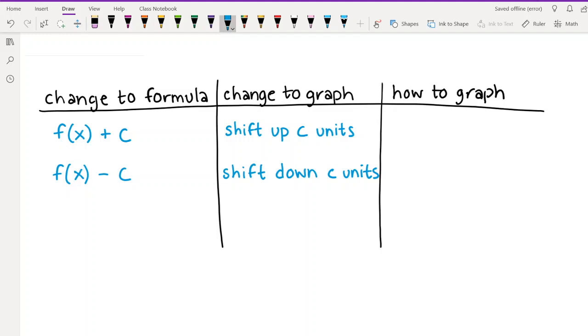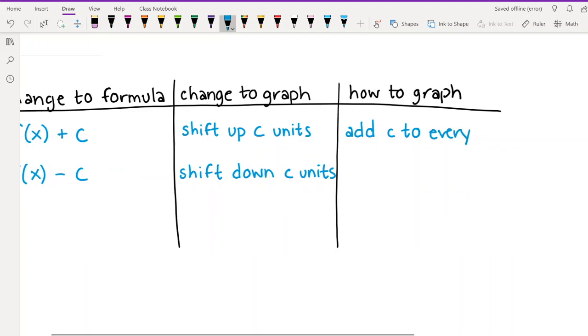So what do I mean by this third column? Well, for now, this might seem like it's not super important, but I think when we get into more complicated transformations, I just want to make sure everyone is very clear on literally what to do to your graph to get the effect that we're describing. So what do you do to your graph to shift it up by c units? Well, you add c to every y coordinate, right? That's what we did in our example.